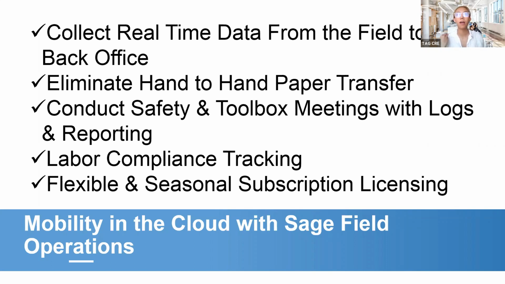Maybe if there are reports or photos, any kind of attachments or things that are completed out in the field are automatically, in real time, available to the back office within the Sage 300 CRE accounting system. So that database will read all of that information that's collected out in the field relevant to where it is supposed to go in 300 CRE. This will help eliminate hand-to-hand paper transfer with today's conditions, really keeping people safe by eliminating that contact.